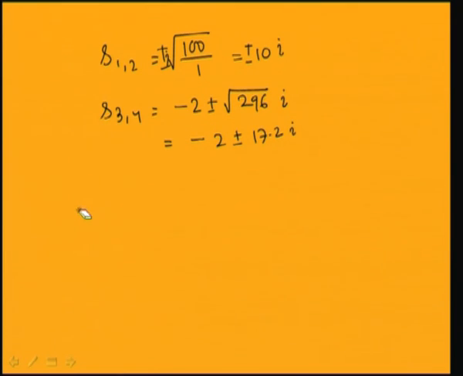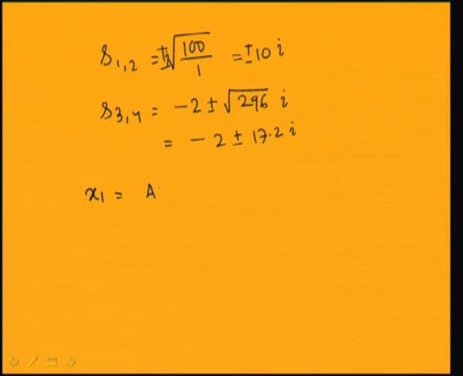So after getting these 4 roots: S1 equal to plus 10 i, S2 equal to minus 10 i, S3 equal to minus 2 plus 17.2 i, and S4 equal to minus 2 minus 17.2 i. Here you note that you got 4 complex numbers, out of which 2 are purely imaginary and the other 2 are complex conjugates. These imaginary roots will give oscillatory motions, and you can write your x1 in this form.